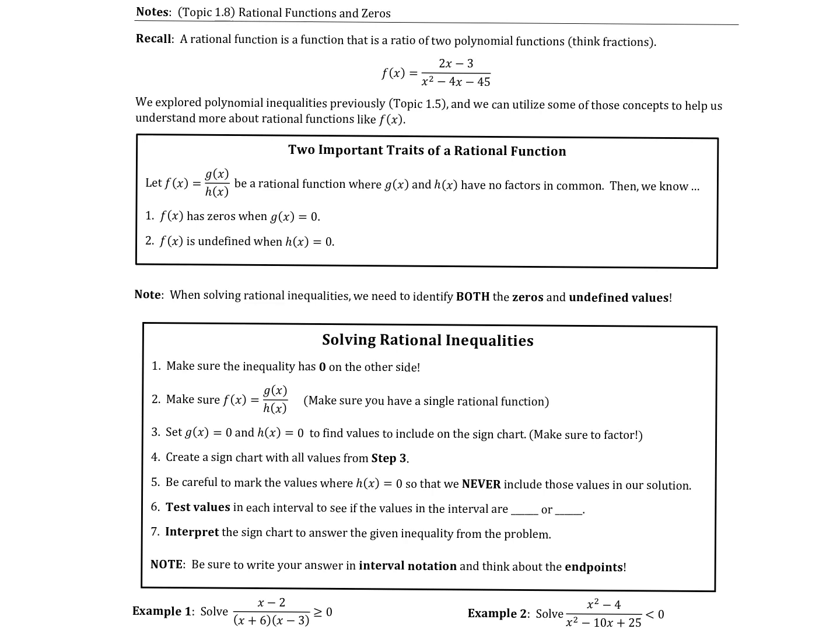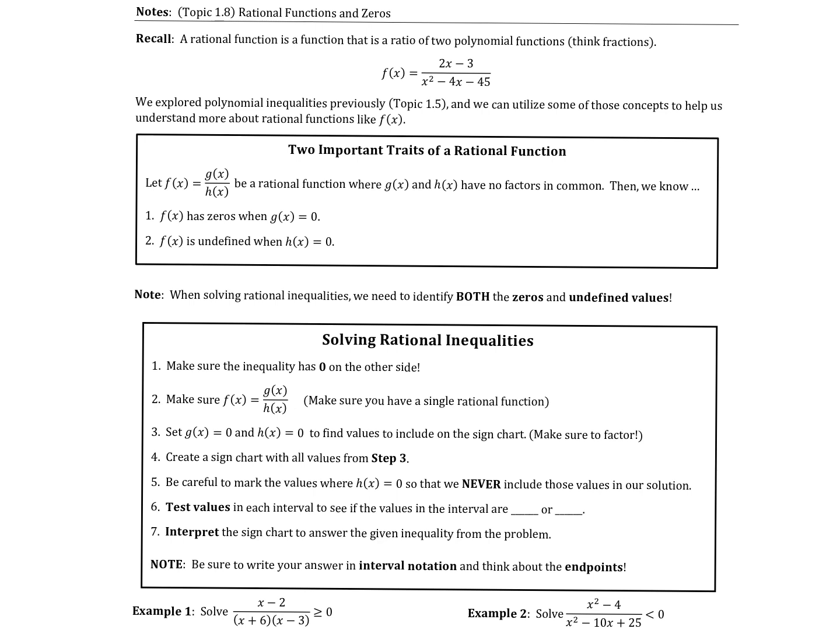1.8 rational functions and zeros. Let me start at the box at the top. Recall, a rational function is a function that is a ratio of two polynomial functions, take fractions. We explored polynomial inequalities previously, and we can utilize some of these concepts to help us understand more about rational functions like f of x.